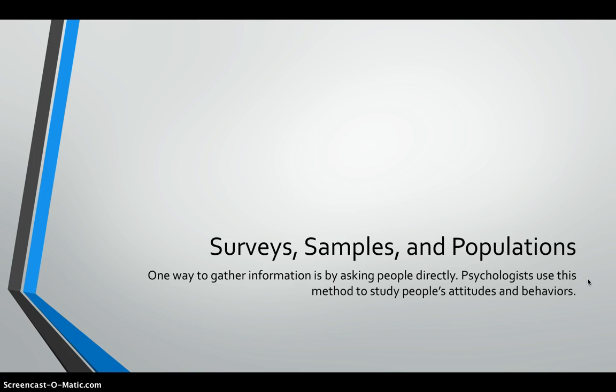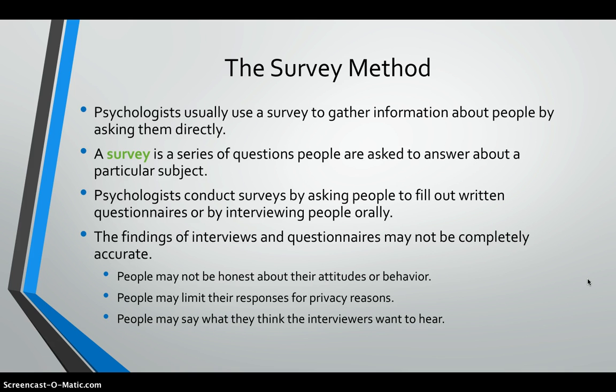Our Section 2 will look at surveys, samples, and populations. One way to gather information is by asking people directly. Psychologists use this method to study people's attitudes and behaviors. The survey method: psychologists usually use a survey to gather information about people by asking them directly. A survey is a series of questions people are asked to answer about a particular subject. Psychologists conduct surveys by asking people to fill out written questionnaires or by interviewing people orally.